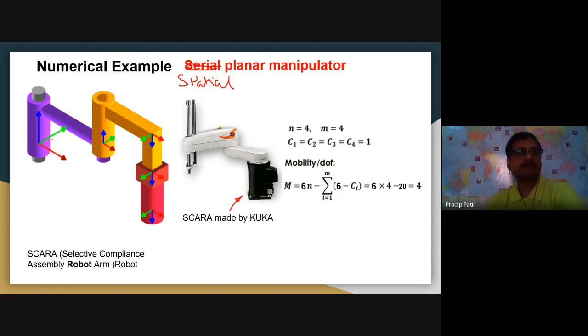So here also we can find out this is 1, this is 2, this is 3, and this is 4. Okay, so we can see that there are 4 links and 4 joints, which is similar to the earlier example. And this is a rotary joint, so this DOF is 1, this is a revolute pair. This is also a revolute pair, this is a prismatic pair, and this is a revolute pair.